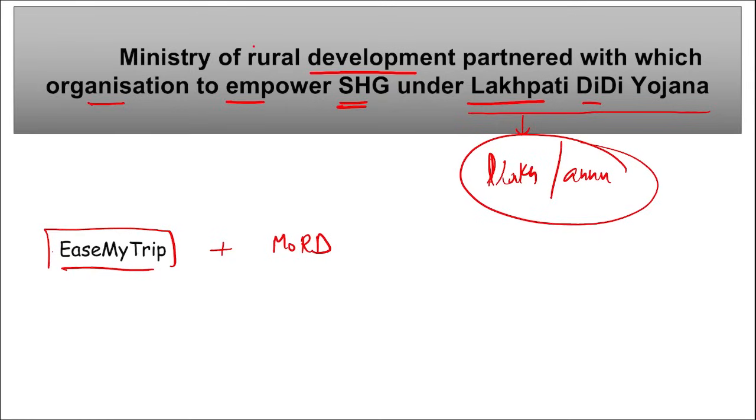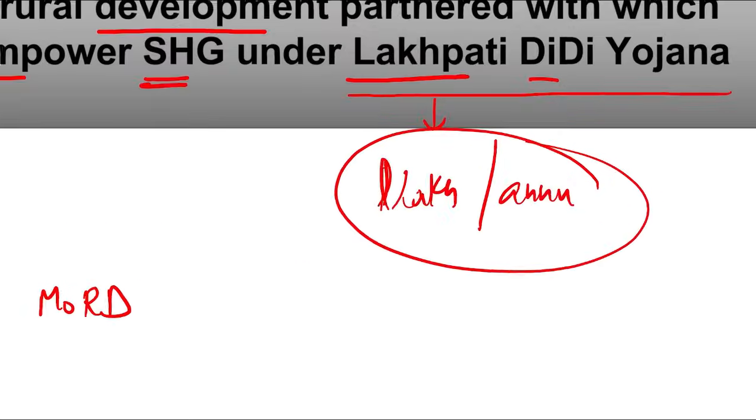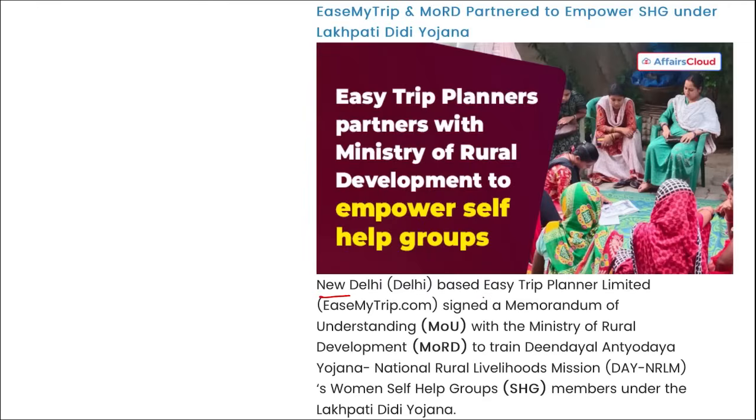And here Ministry of Rural Development and Ease My Trip will be coming together and helping the self-help groups and the women in those self-help groups to achieve the target of earning 1 lakh rupees per year. Right? Here you can see New Delhi based Ease My Trip Planners Limited signed MOU with Ministry of Rural Development to train Deen Dayal Antyodaya Yojana National Rural Livelihood Mission Women's Self-Help Group members under Lakpati Didi Yojana. And as per this MOU, Ease My Trip will train members of the Women's Self-Help Group on making travel reservations, including flights, trains, buses, hotels.